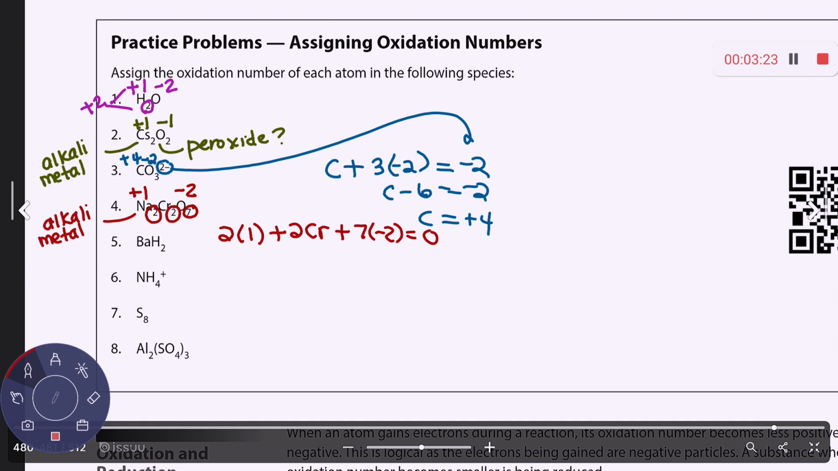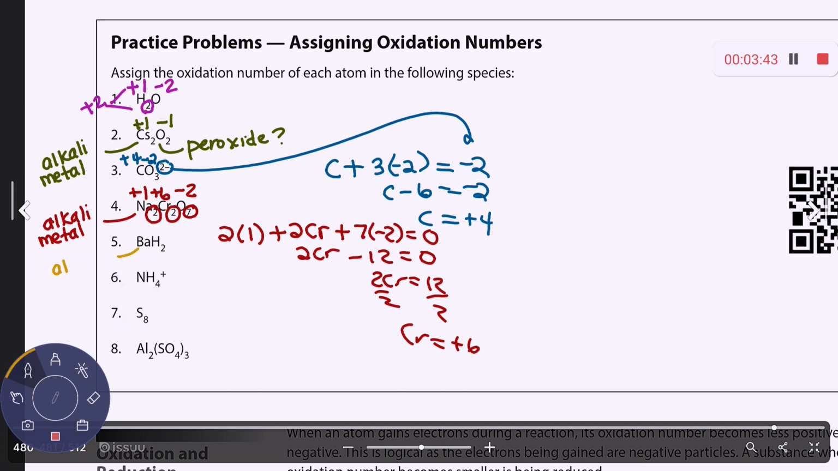Okay, what's 2 minus 14? -12. Throw the 12 on the other side. Divide by 2. Chromium is +6. Number 5.